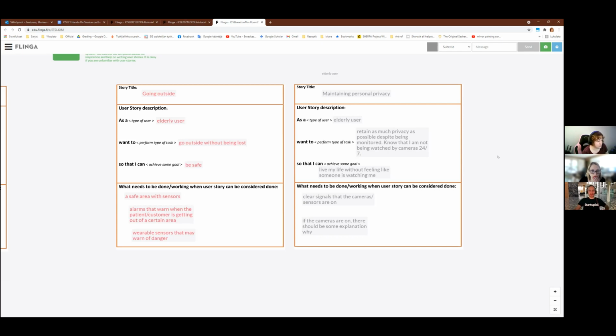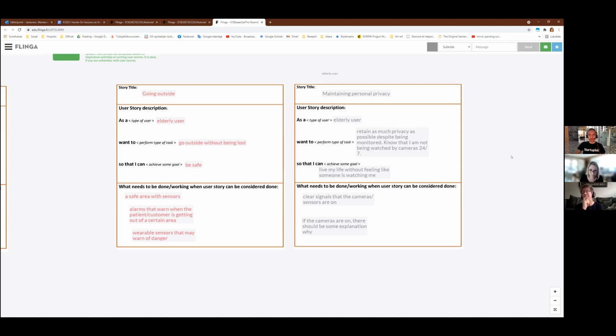So what needs to be done for this is clear signals that the cameras or sensors are on. We discussed that the system should have sensors and possibly not cameras, because they do invade privacy quite a lot, but at least sensors. And if the cameras are on, there should be some explanation why they are on. And I want to add that Harvey was really driven by the card called privacy. Yes, so this is coming directly from the discussion around that card, basically.